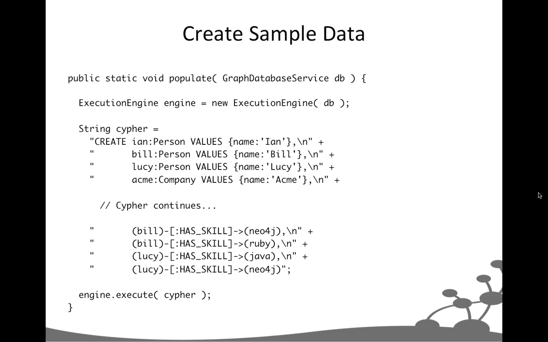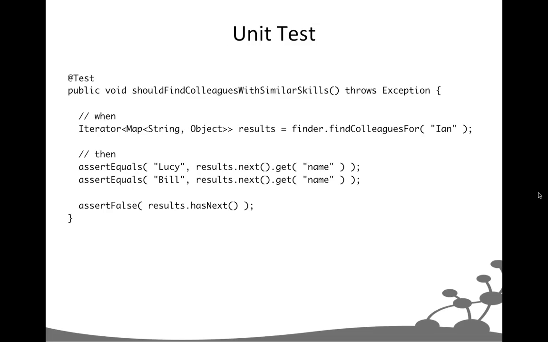By the time the setup completes within the test fixture, we've got an instance of Neo4j running, and we've populated it with a little bit of data. Now we can actually start writing our tests. So I'm going to write a first unit test here. This test is called should find colleagues with similar skills. This is all part of the same test fixture, and it's going to execute once we've done all of that setup.